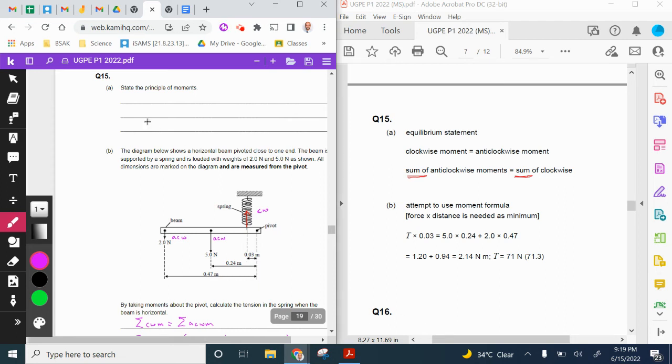Okay, so state question 15. State the principle of moments. Now, with the principle of moments, the clockwise moments equal the anti-clockwise moment.